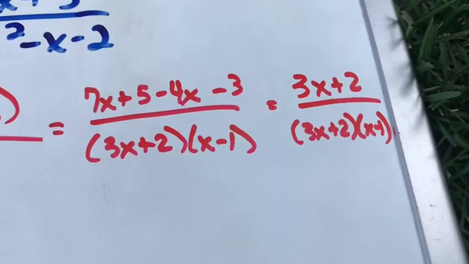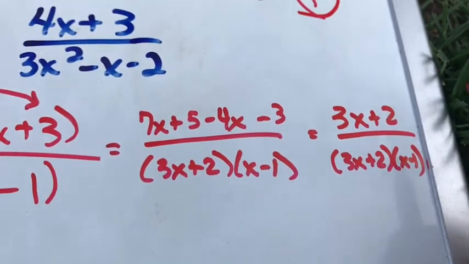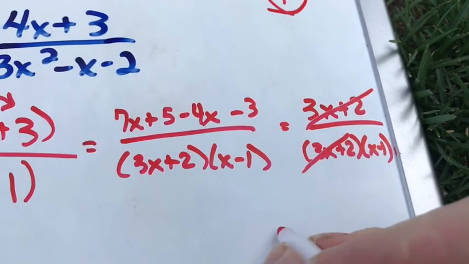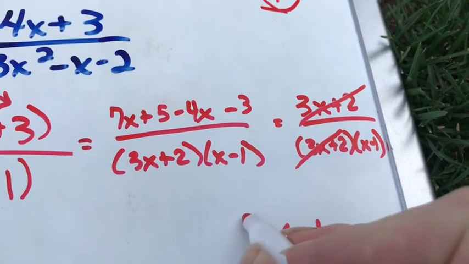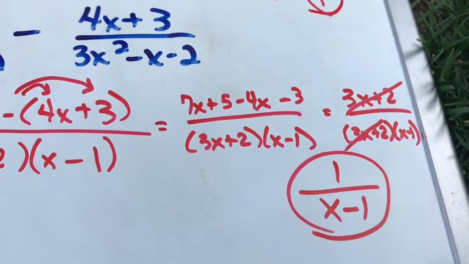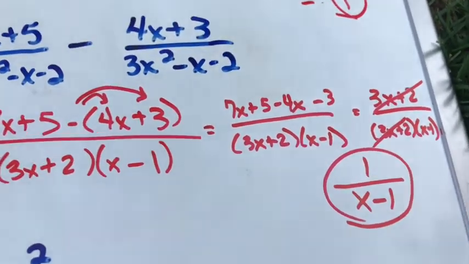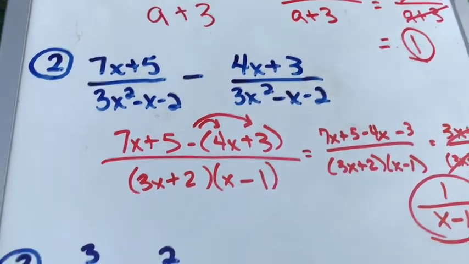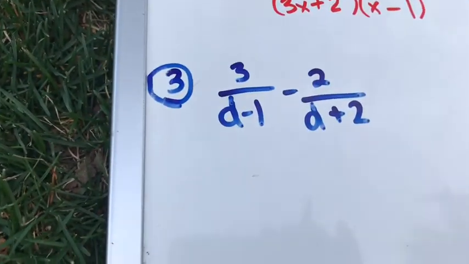Alright, and so this one's also, I think, equally as satisfying. Those cancel out. We get an x minus 1 in the denominator, and since there's nothing on top, we need to put a 1. So 1 over x minus 1. Beautiful problem. All right, and then the last problem for today is this one.